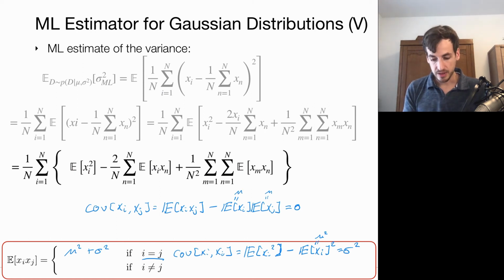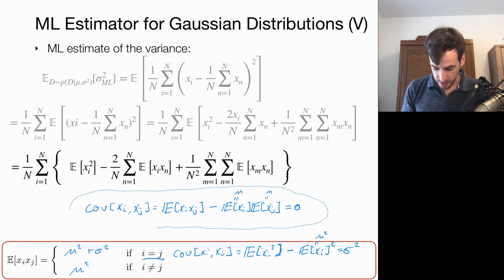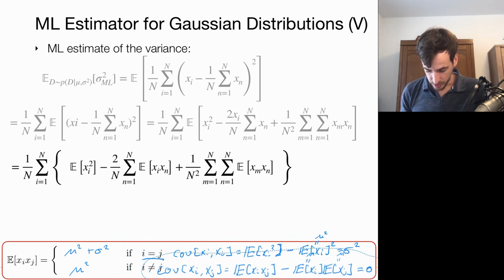So this tells us that the expected value of x_i x_j is given by mu squared. So let's mark this down. The expected value is mu squared in the case that i is unequal to j, because then we're dealing with two independent random variables. Okay, now let's make some space. We move this over here to remember where we got this expression from.